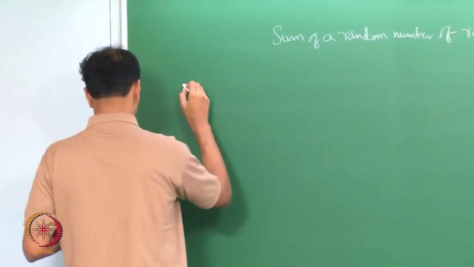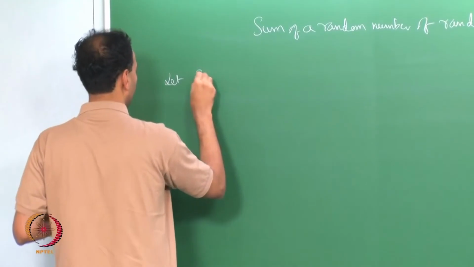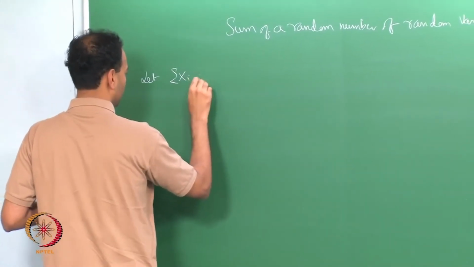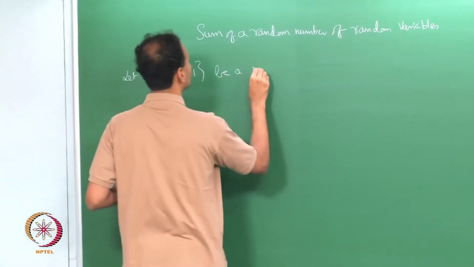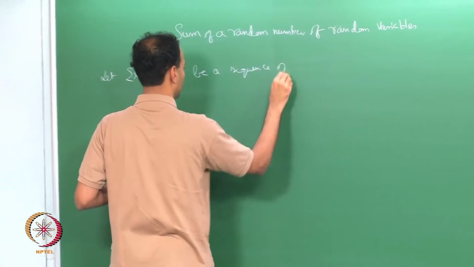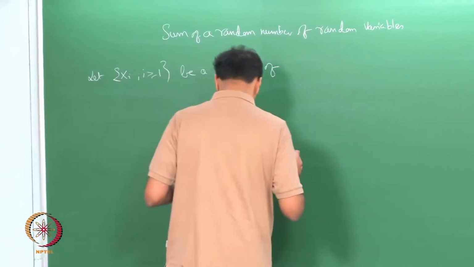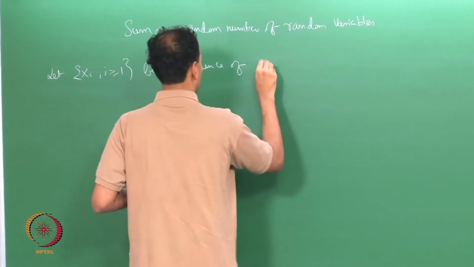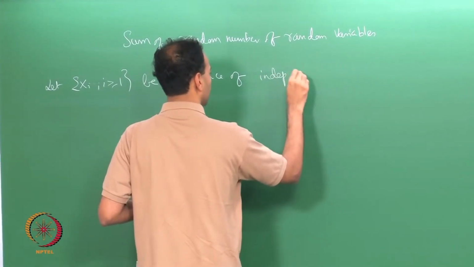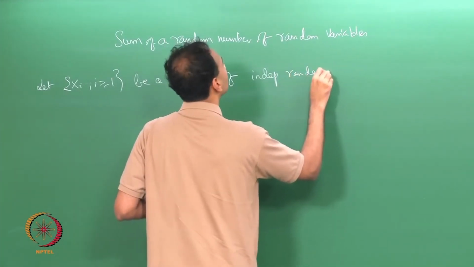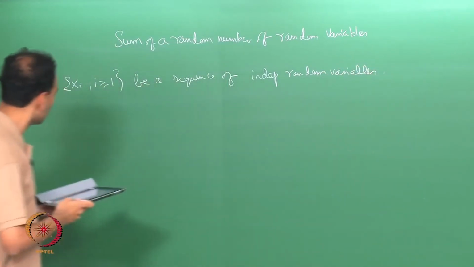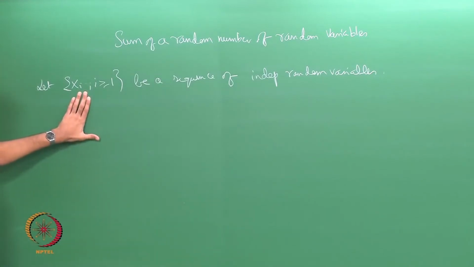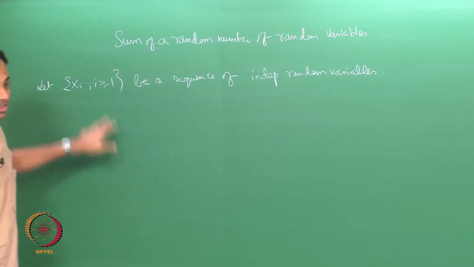So, let Xi, i greater than or equal to 1, be a sequence of independent random variables. Okay. So, here we will only consider the case when these Xi's are independent. Okay. The dependent case is more complicated.